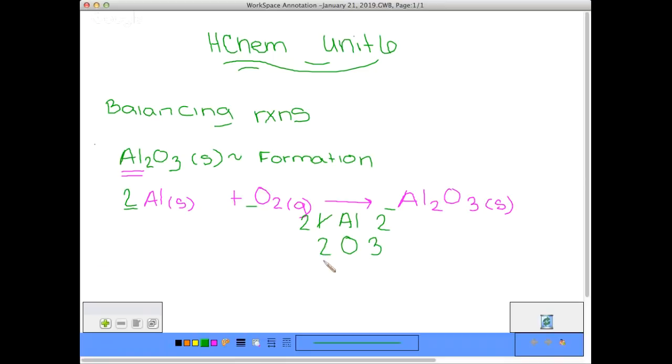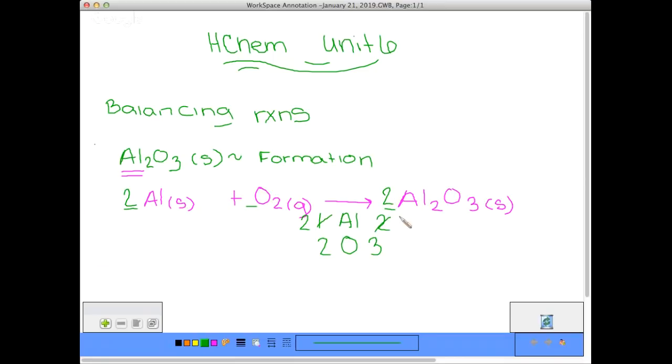So when we have something like 2 and 3, what you want to think about is what is the lowest common multiple of 2 and 3? And what we see is that it's 6. So that means that I want 6 oxygen atoms on each side. So the only way to get 6 oxygen atoms on each side is to multiply this by 2.